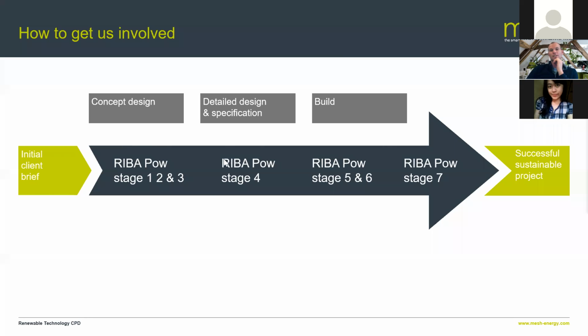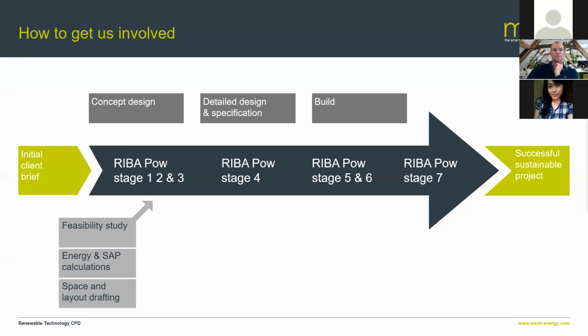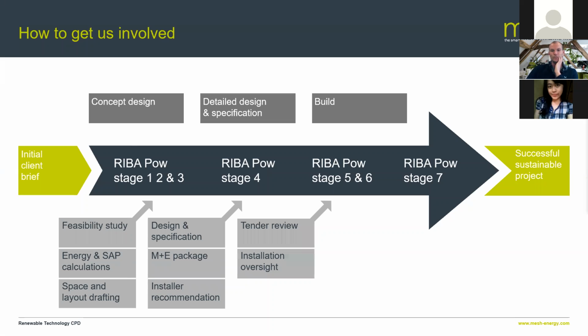So Mesh Energy can help at the various RIBA stages here, from very early fag packet calculations through concept design, developed design, detailed design, and into construction, and onto stage 7 and handover. So we can get involved anywhere you would like us to in the project for M&E package design. We really try and work with design teams to make sure we can offer an end-to-end service or a bespoke service if you don't need our full assistance through the project.